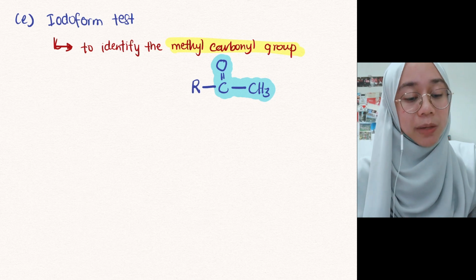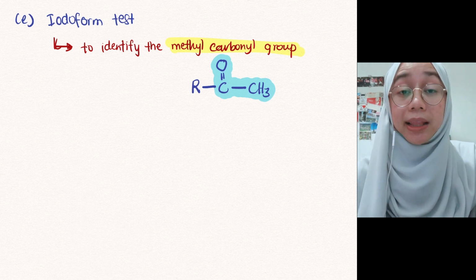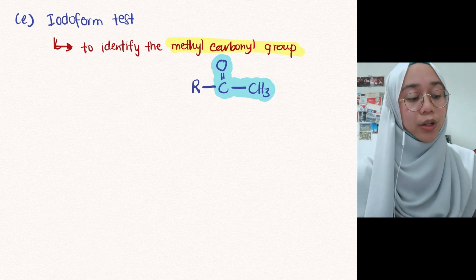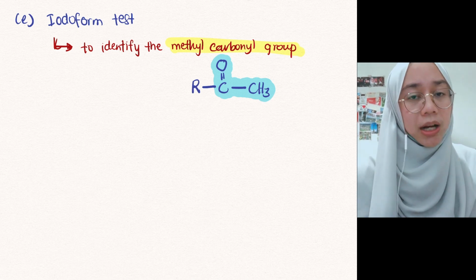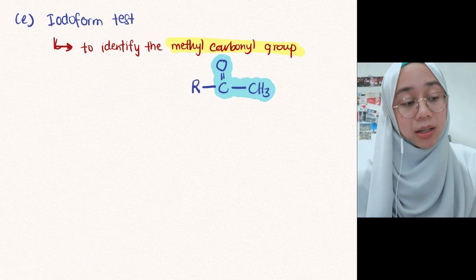Okay, so just make sure that carbonyl compound kita ni kena ada methyl group yang attach dengan dia. Yang sebelah yang R tu pula, R tu boleh jadi apa-apalah. Dia boleh jadi methyl juga, boleh jadi ethyl ataupun benda-benda lain.